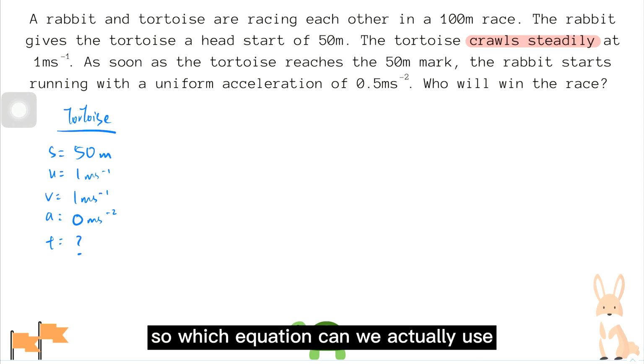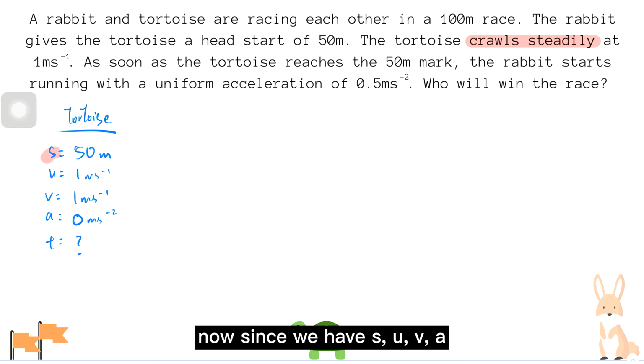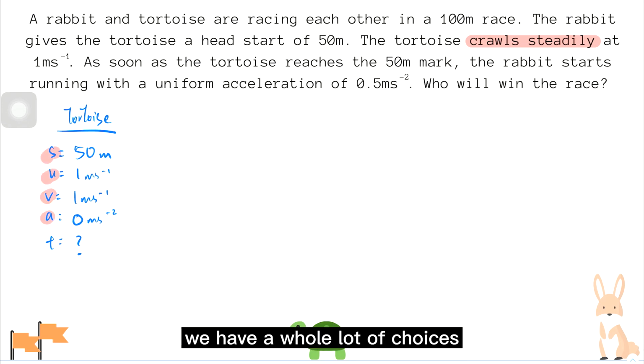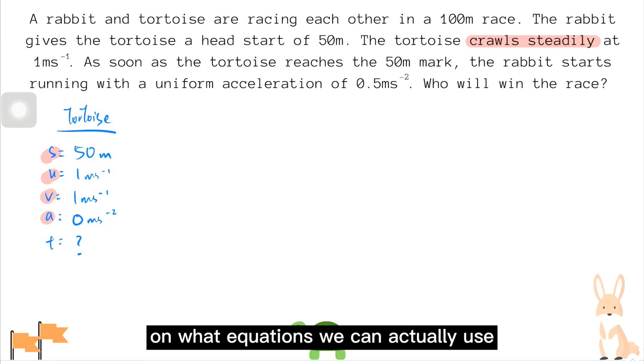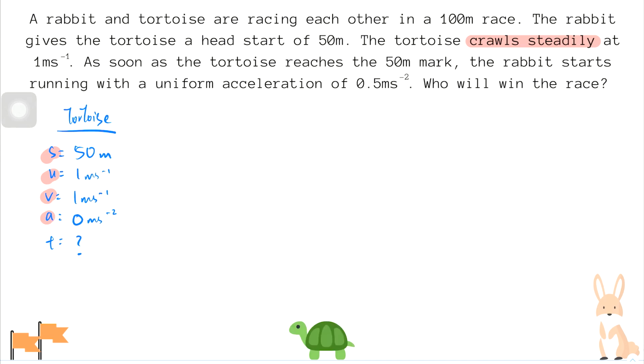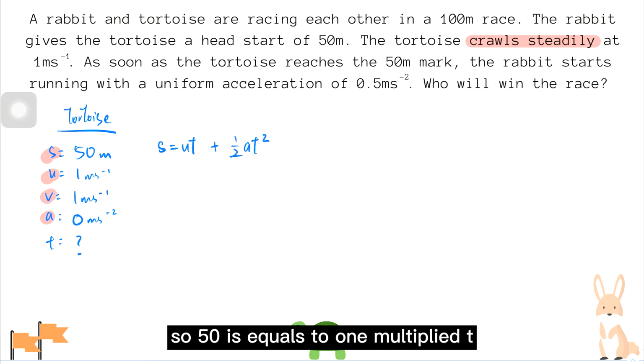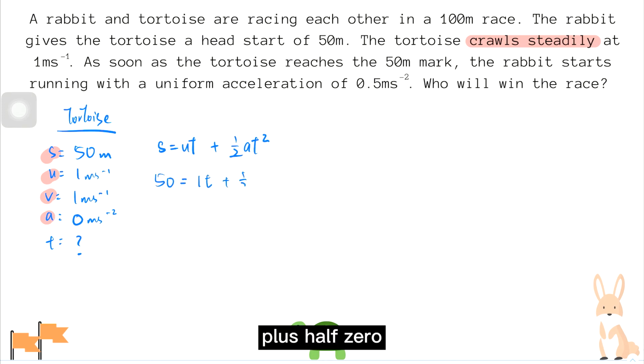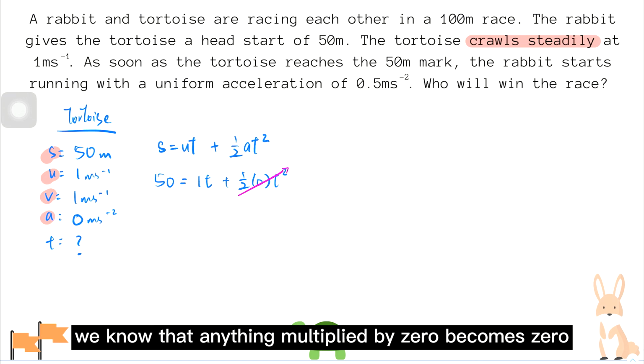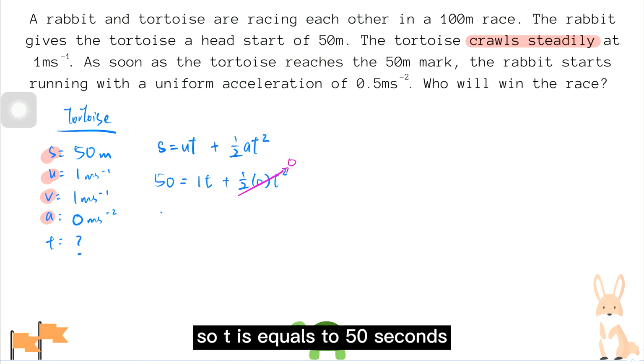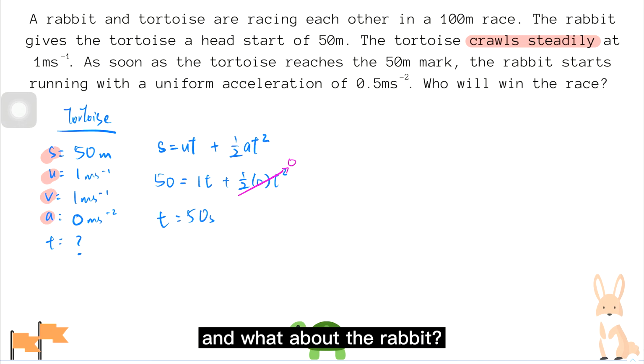Now, the time is what we're actually trying to find here. So, which equation can we actually use? Since we have S, U, V, A, we have a whole load of choices on what equations we can use. So, I'm going to use an equation that we haven't used before. We'll use S equals UT plus half AT squared. So 50 equals 1 multiplied by T plus half times 0 times T squared. Of course, we know that anything multiplied by 0 becomes 0. So T equals 50 seconds. And what about the rabbit?